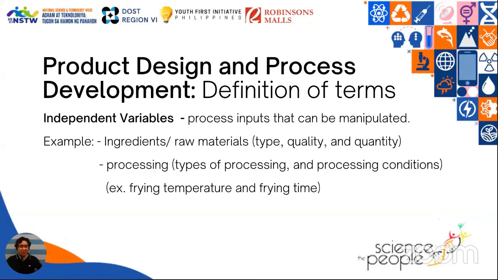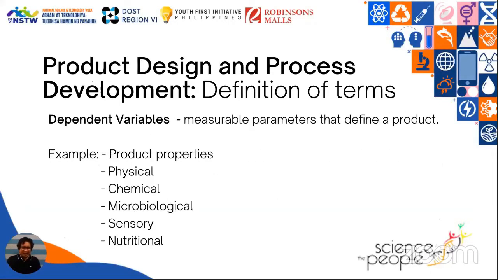But it can also be processing. Ano yung type of processing na ginagamit natin? Okay? And processing conditions. Like, ano yung temperature na ginamit natin sa pagluto? Or ano yung frying time or yung freezing time and so on. So these are considered to be independent variables. So that's one. And the second one is the dependent variables.